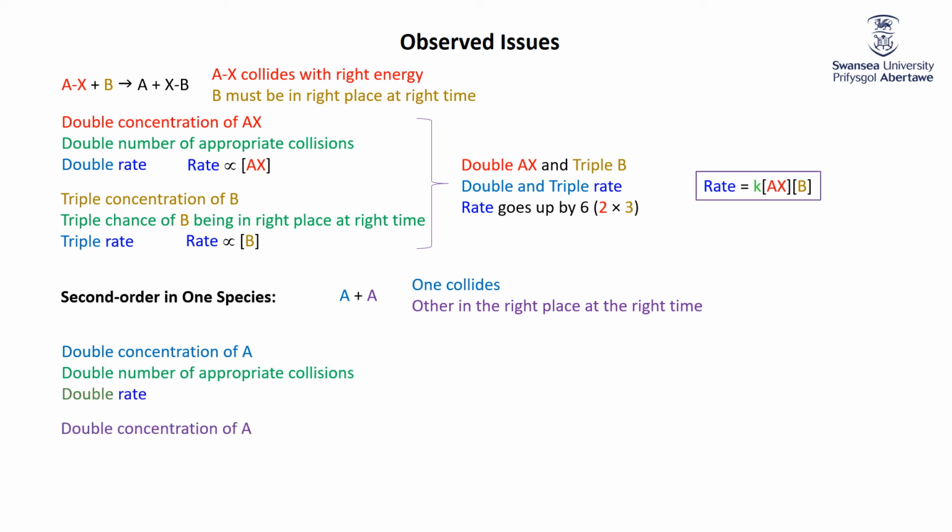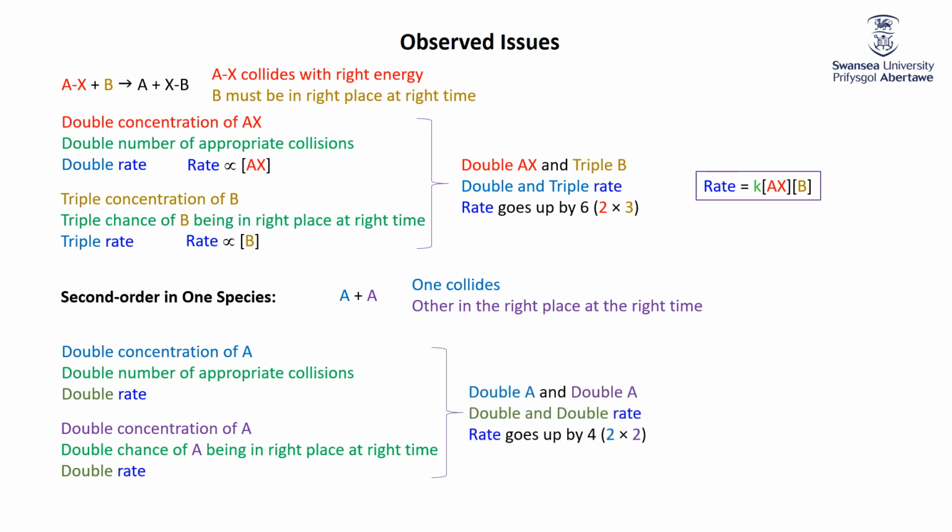Then of course if we double the concentration of A, we're also doubling the chances that there is an A being in the right place at the right time, and so that in itself would double the rate. So by doubling the concentration of A, we double the number of reactions, and we double the chances that A is in the right place at the right time. So the rate goes up by 4.